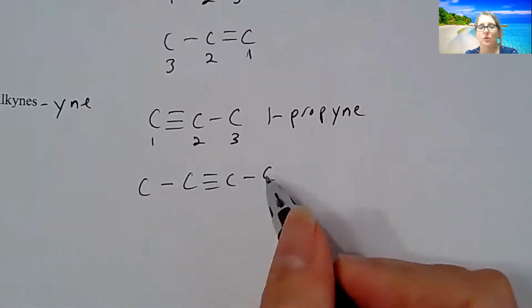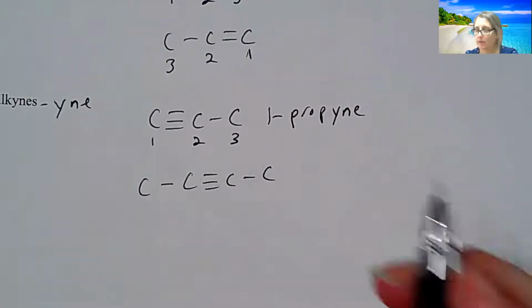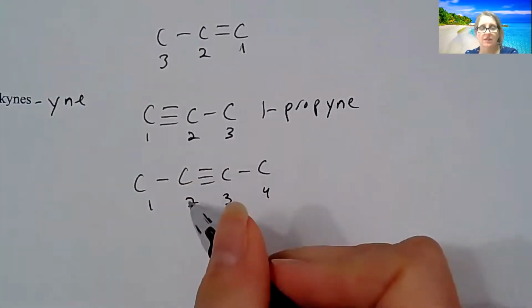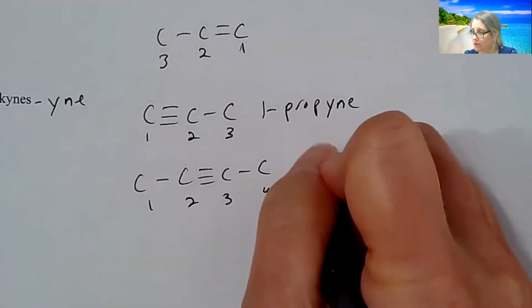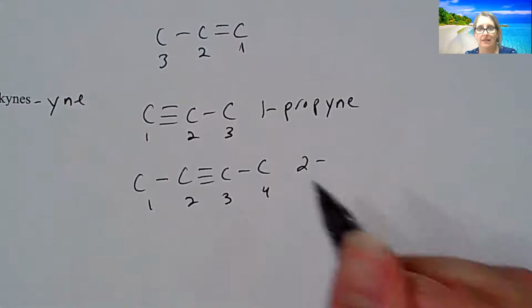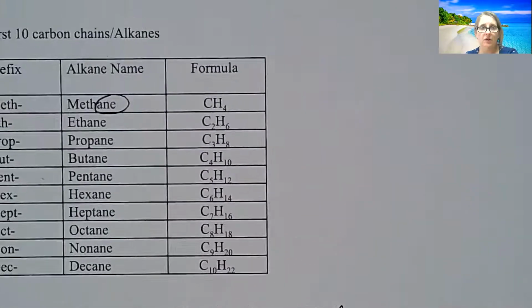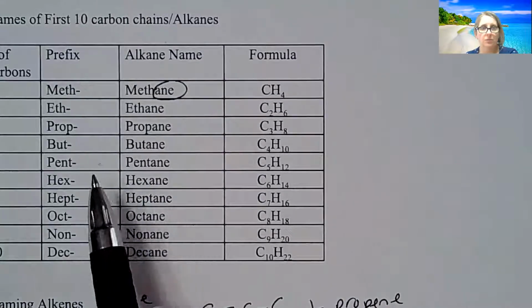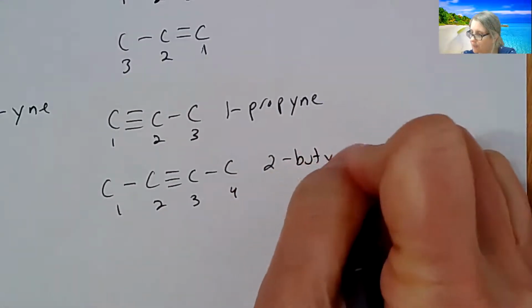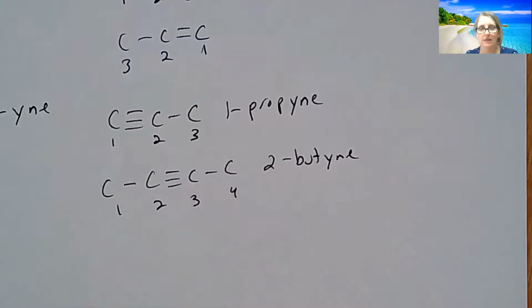Well, where it gets more interesting is if you have more than 3 carbons, okay? So let's say I have 4 carbons and I put the triple bond there. Well, it's between the 2nd and the 3rd carbon. So the 2nd carbon is the number you're going to put in front. You always pick the smallest number when you're naming it. And this is 4, so if I go back to my chart, 4 is but, okay? So this is going to be 2-butyne, to tell the reader it's a triple bond and it's between the 2nd and the 3rd, okay?